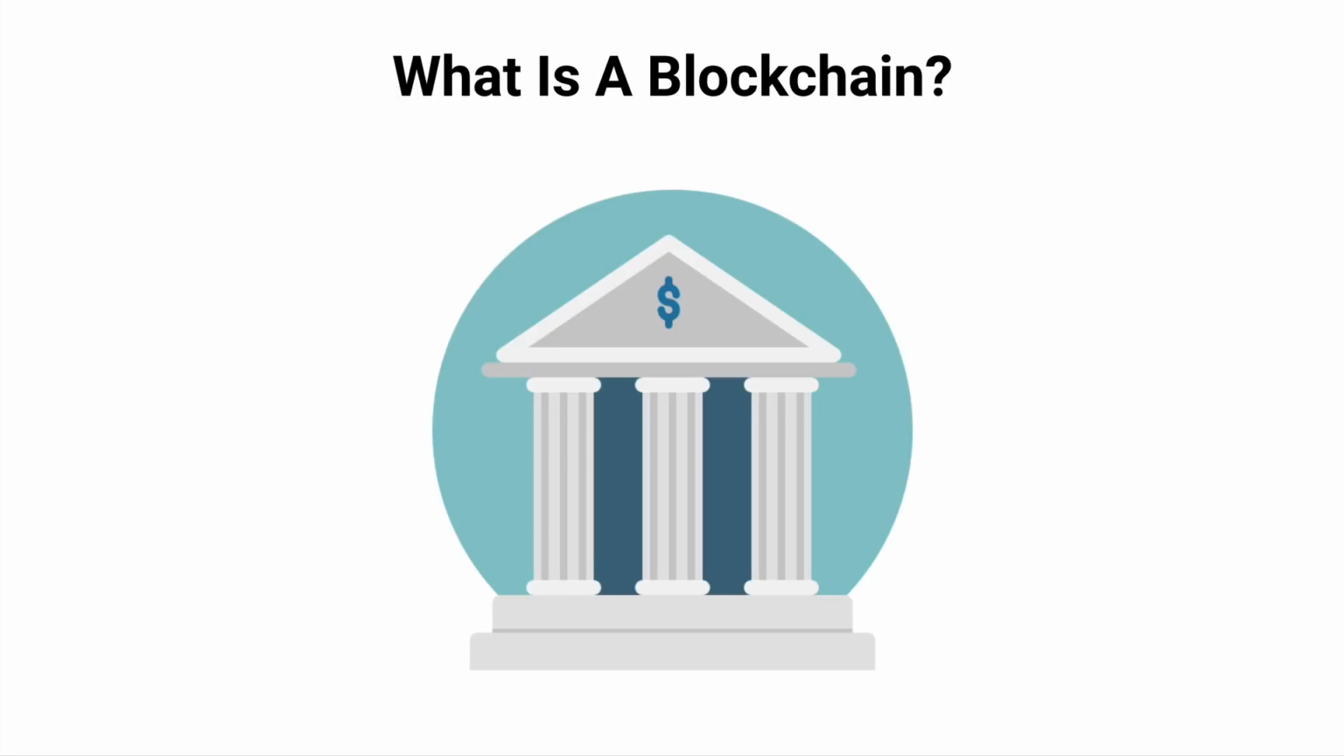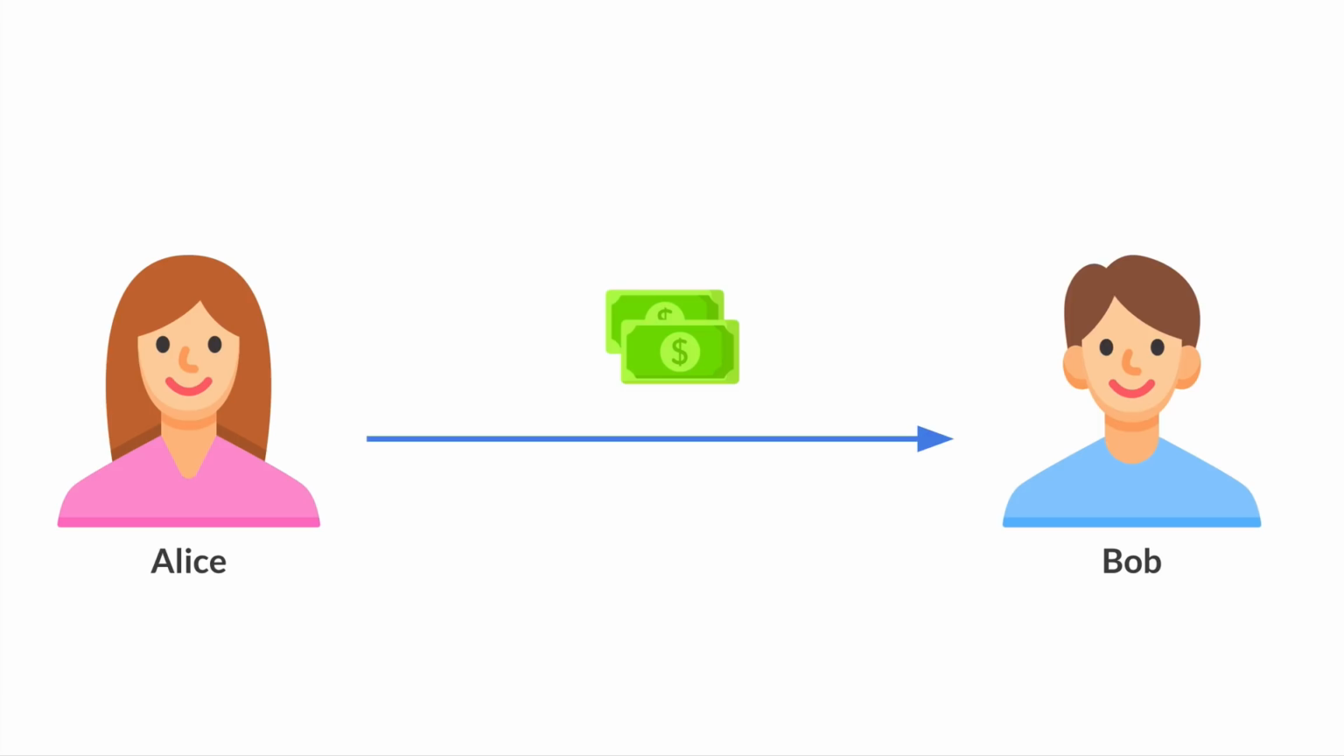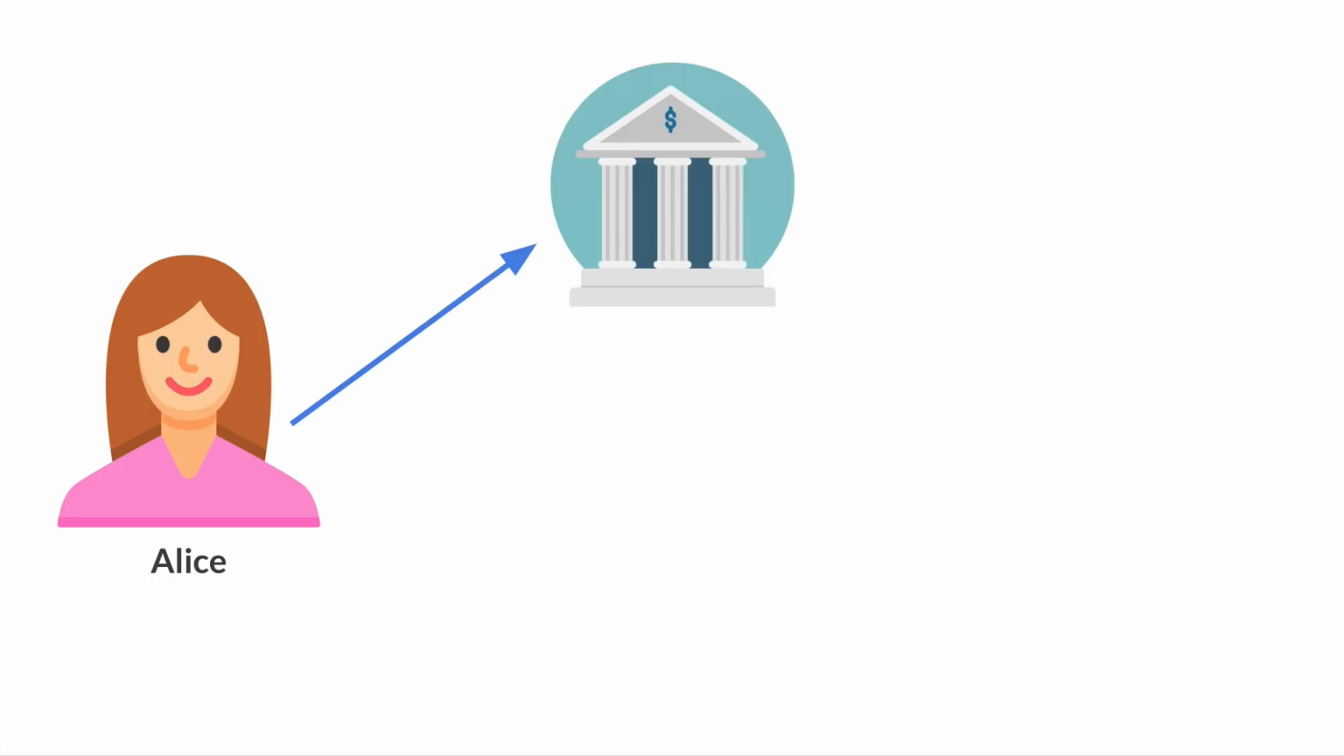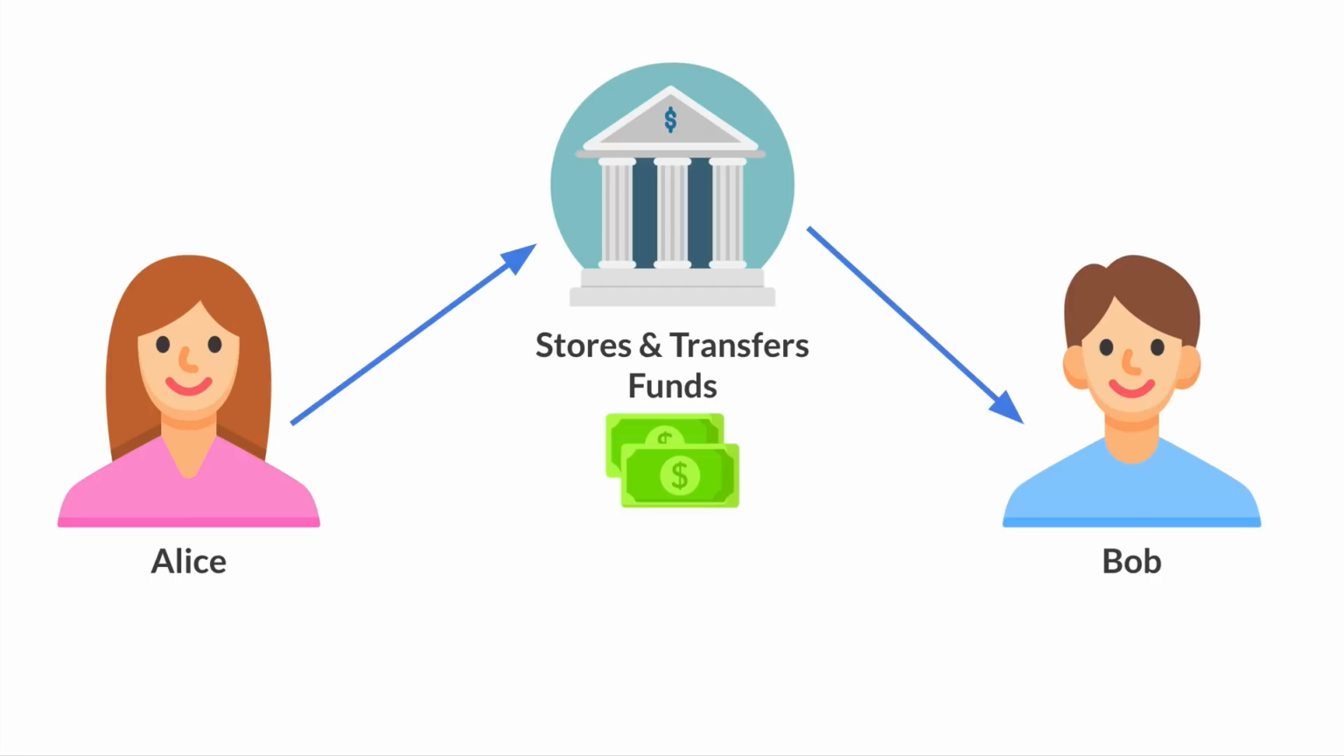Let's look at a bank. Suppose that Alice wants to send money to Bob with a wire transfer. All of her money is stored inside a bank account, which has two primary purposes. It keeps track of how much money she has, and it provides an online portal that allows her to perform the wire transfer to Bob.